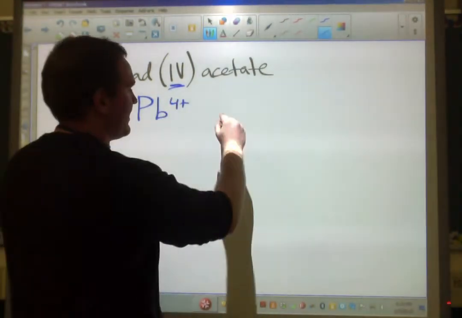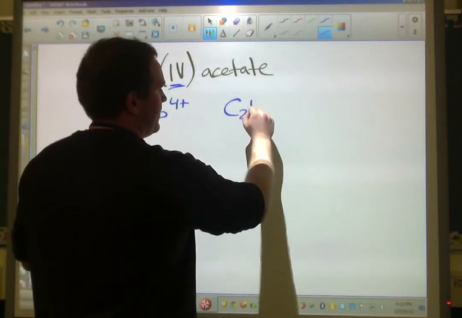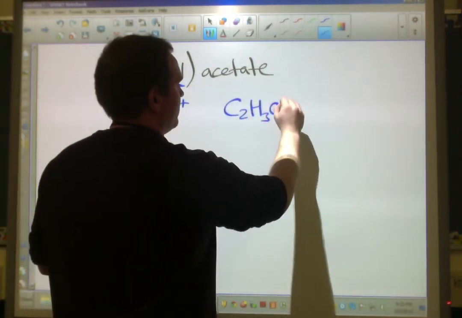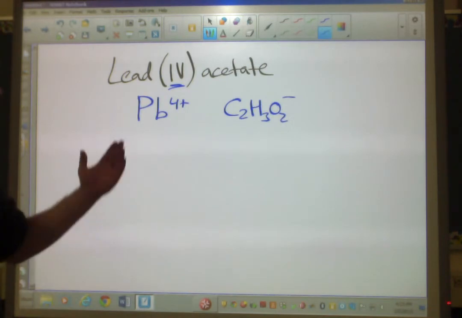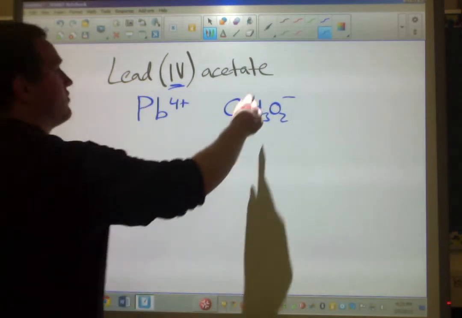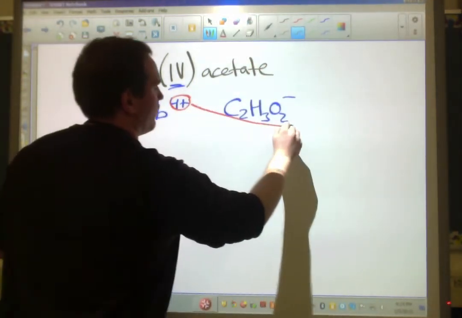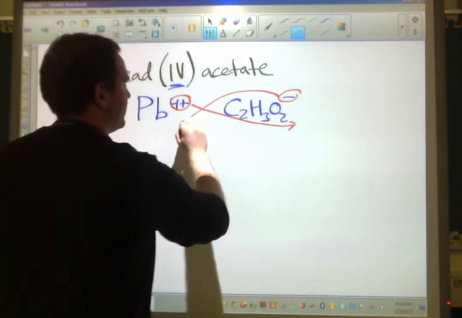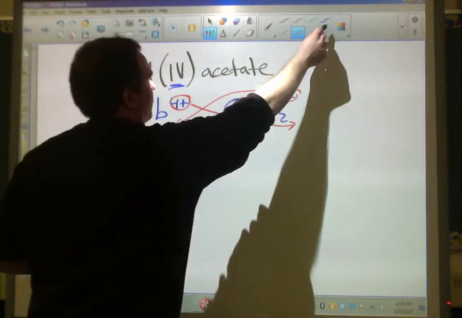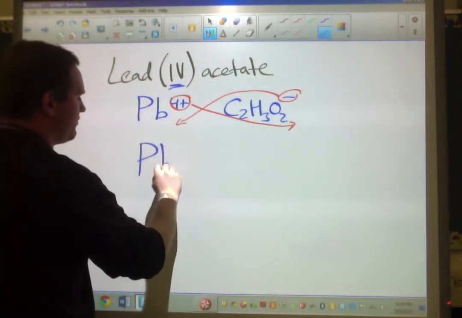Acetate is one of your polyatomic ions. Make sure you memorize those. C2H3O2 with a charge of minus. At this point, we just do our crisscross rule. So my 4 is going to go down here. My 1 is going to go down there. What I end up with is this, Pb.